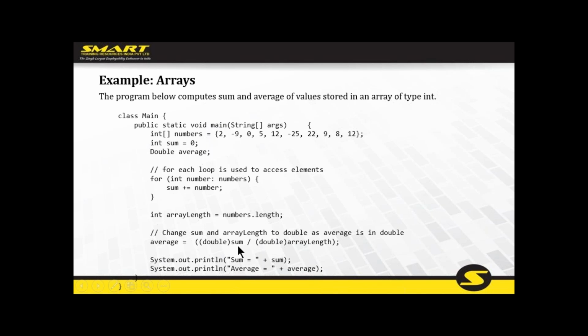Here, average is double data type. That is the reason why we are converting that to double. First we are converting the sum to double, then the array also we are converting to double and doing the division operation, and we are storing it in this average double. This is type conversion. We have already seen this in the first class.